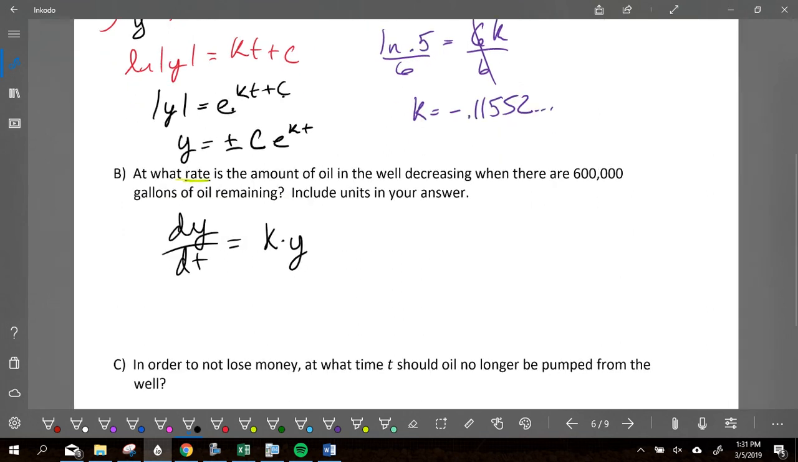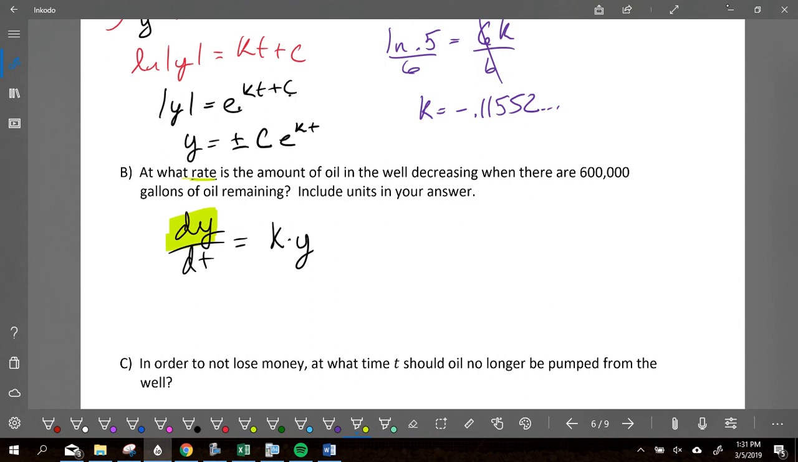I want to know the rate. I want to know this thing. So if I want to know that thing, I better know my k and I better know what my y value is. Do I know what my k value is? Yeah, I just found it. It was that negative 0.11 number. Okay, do I know what my y value is? Yeah, what's my y going to be? 600,000, because I want to know what the rate is when there's 600,000 barrels or 600,000 gallons. That's what my y is. So the k is that negative 0.11552 number times 600,000.